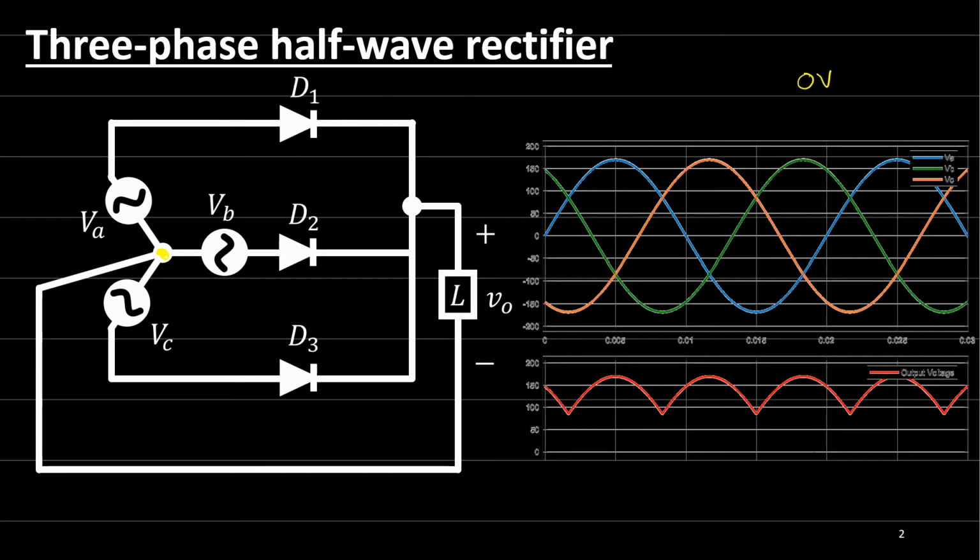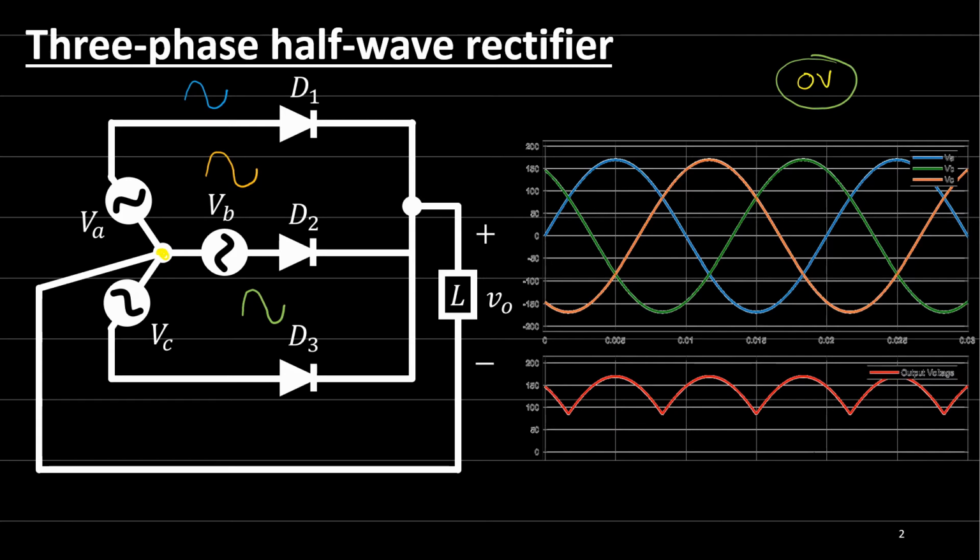So here we have, let's say this is waveform number A, VA. Let's say the blue one is VA. And then we have VB shifted by 120 degrees. And finally we have VC also shifted by 120 degrees. If we add these together, these three-phase waveforms must give us 0 volt.